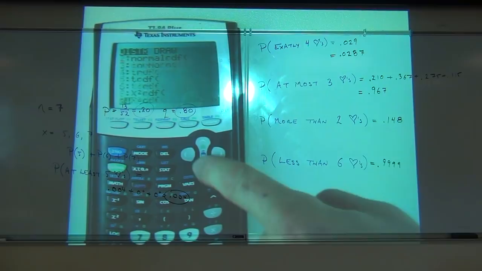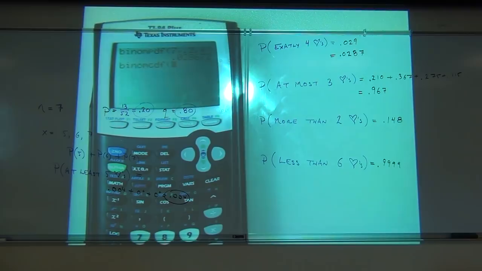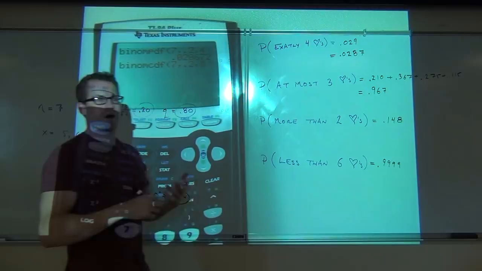That's the A. Did our trials change? No. We still have 7. Did our probability of success for each trial change? No. We still have 0.20 or 0.2. Now, did the X's change? Yes. Now, you need to know what at most 3 means. This is what I'm talking about.